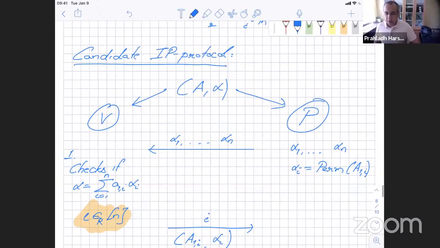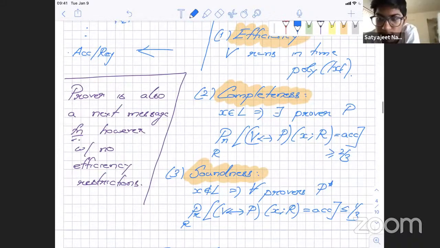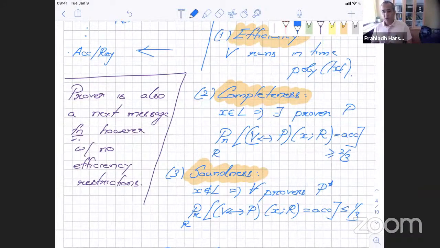The soundness in the case of NP was, no matter which proof you give me, the verifier should reject. This one says, no matter which prover you work with, not necessarily a prover which behaves correctly, a prover which returns some answers, any such prover you talk with, you should accept with probability at most 1/3. Okay. So the question is, can we design a cheating prover that causes a verifier to accept with high probability? That's what I want to look at right now.